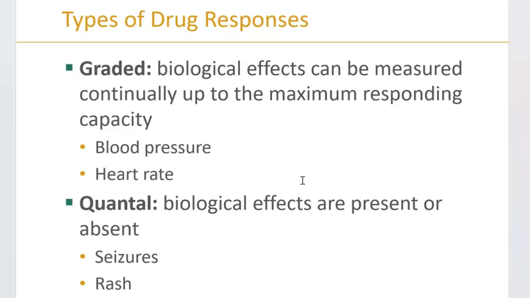Quantile means a yes or no effect happens. So one of the things the book talks about is like pregnancy. Contraceptives either work or they don't. You either get pregnant or you don't, right? So the effectiveness of how the drug works, the drug response, is someone's either pregnant or they're not.